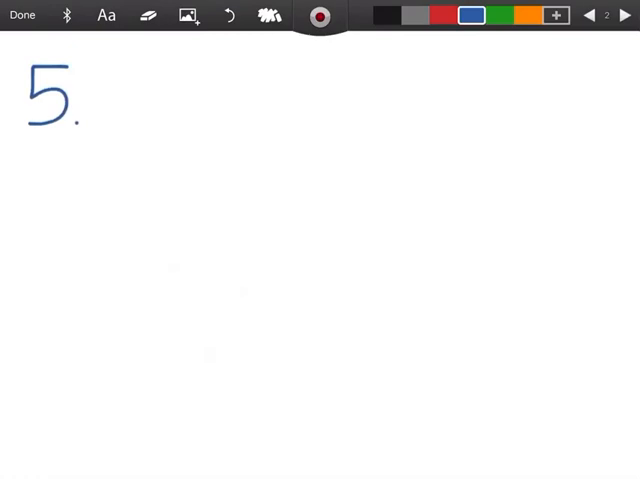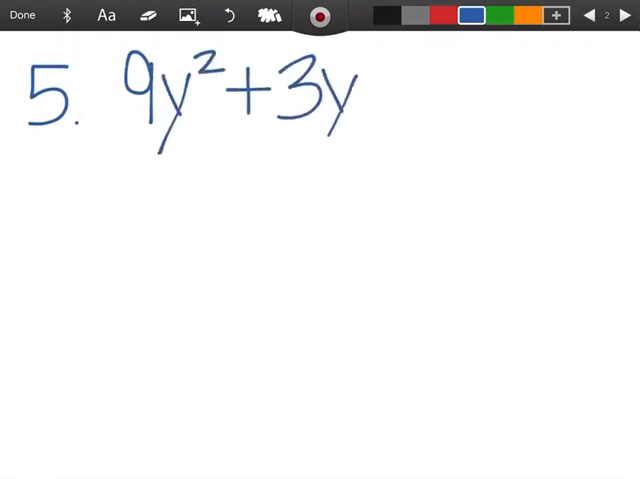So number 5, I'm just going to switch it up so that we're not too used to x's. So let's do 9y squared plus 3y minus 2. Hopefully you're working in pencil if you're following along. So go ahead and pause the video and see if you can do this problem. And then when you push play, we'll go over it.